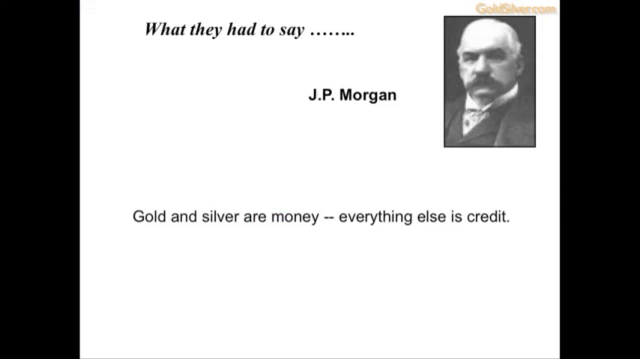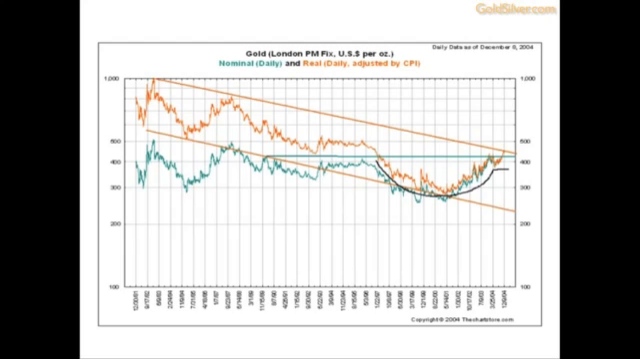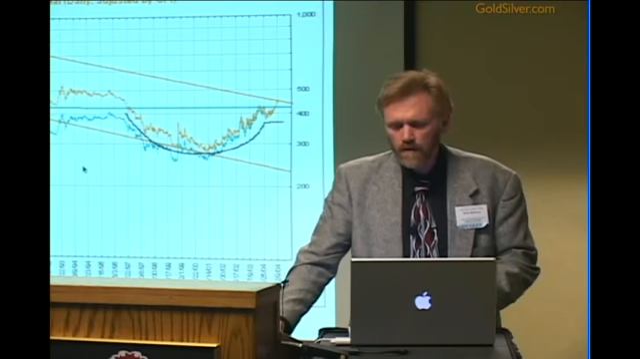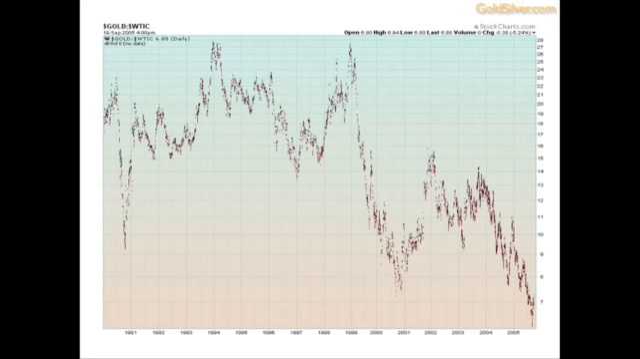J.P. Morgan, one of the original holders of the Federal Reserve, he said this before the Federal Reserve: gold and silver, our money, everything else is credit. Inflation-adjusted gold. You can see that we haven't hit these 18-year highs in prices if you inflation-adjust everything. Gold is still dirt cheap.